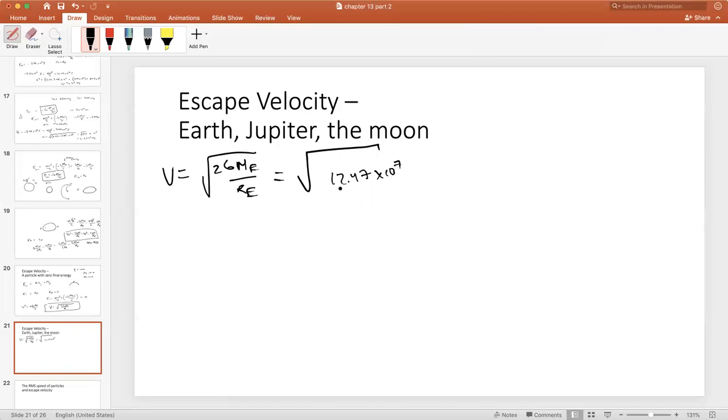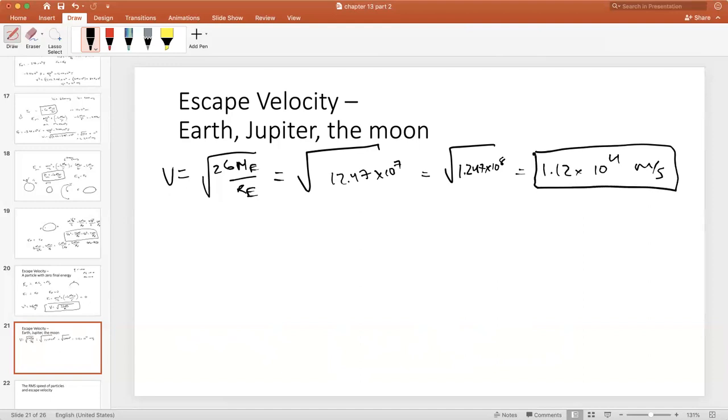If I back that up 1, this is the same thing as the square root of 1.247 times 10 to the 8th. Square root of 10 to the 8th is 10 to the 4th. Square root of 1.247 is 1.12, so 1.12 times 10 to the 4th meters per second. And I'll talk about this in a minute, but this was Earth.